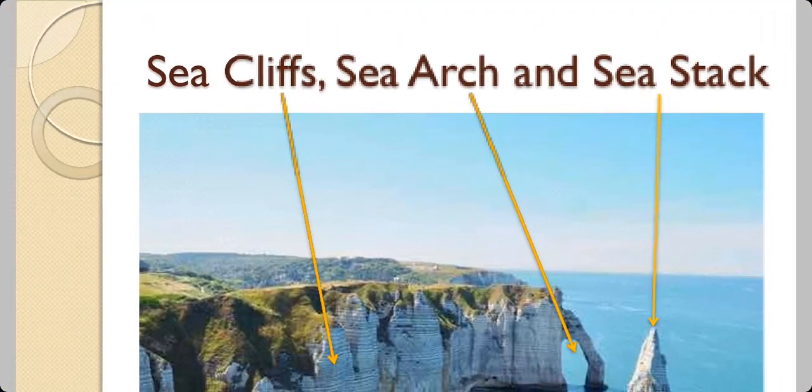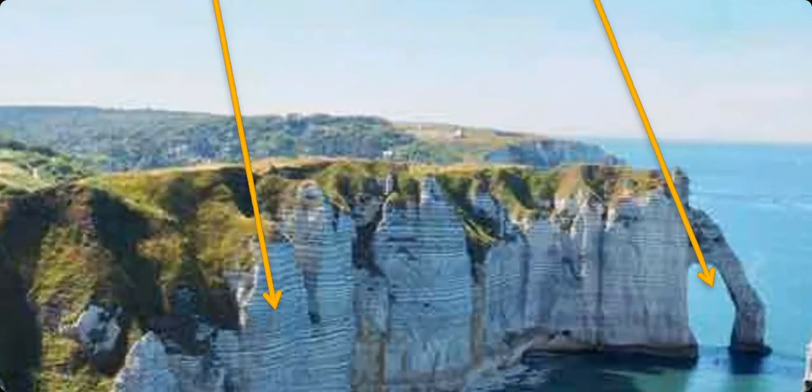Now, let's see what is a sea arch. This bow-like, arch-like thing forms because some portion of the sea cliff got eroded away. This is known as the sea arch.